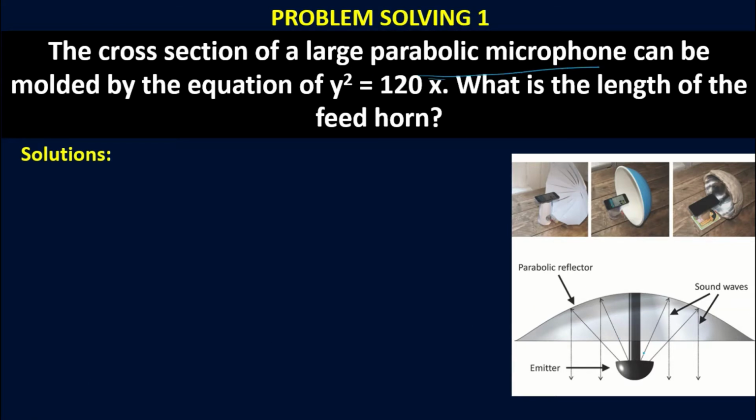So yung microphone, as you can see in this figure, if ever na meron tayong emitter, ito yung source ng ating sounds. And then once na nag-produce ng sound waves, magbabounce yan dito sa tinatawag natin na parabolic reflector. And once na nag-bounce yan dito sa ating parabola, mag-form tayo ng mga parallel lines. Ito yung mga parallel lines.